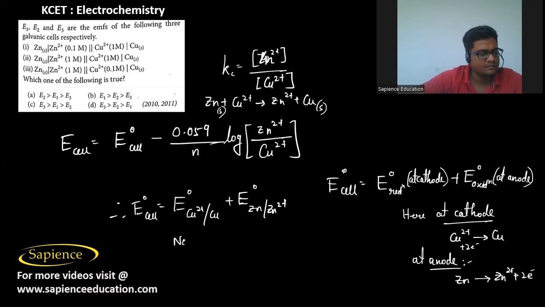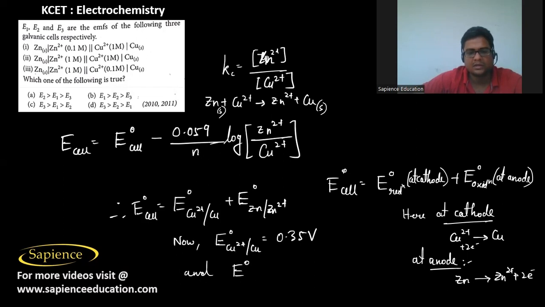Now we know that the reduction potential at the cathode, E naught Cu2 plus to Cu, is approximately 0.35 volts, and the oxidation potential from Zn to Zn2 plus is 0.76 volt. Therefore E naught cell equals 0.35 plus 0.76, which is 1.11 volts.